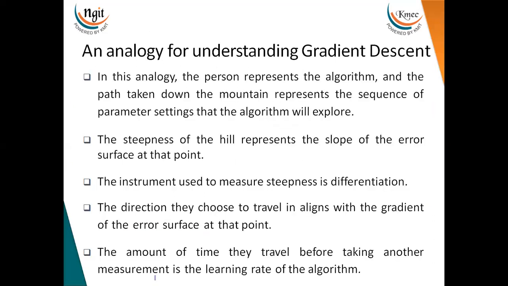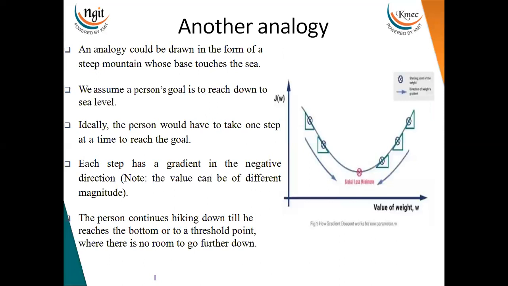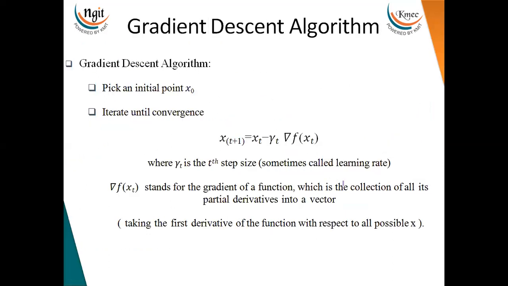Now another example. When a person wants to reach the bottom of the sea, directly in one jump from the ground to the bottom of the sea, he will not reach. Slowly he has to move, means he has to take the steepest descent curve. So that is what we are doing in gradient descent.